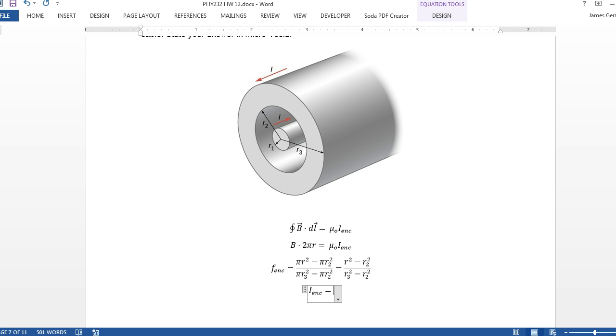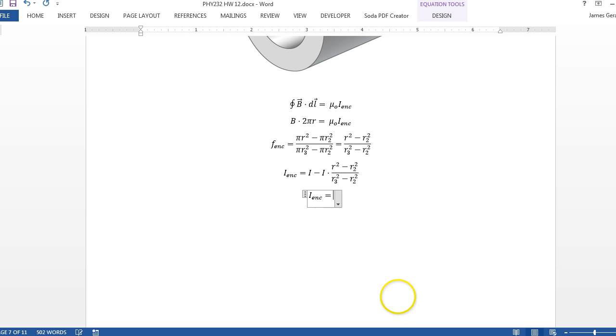So that's the fraction enclosed, and if you want to get I enclosed, I enclosed is going to be I, the central conductor. You got that completely enclosed. Now the outer one is headed in the opposite direction, so that's also I, but times this ratio, to get us to there. And you can play around with that algebraically if you want, so let's play around with it a little bit. I times 1 minus that ratio.